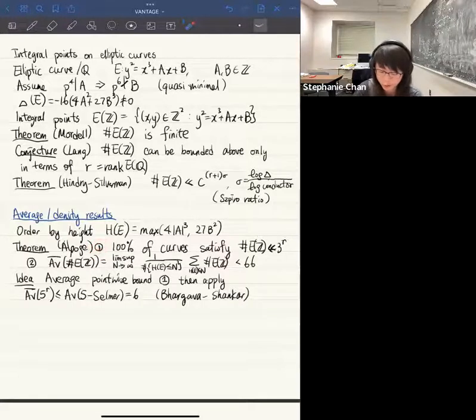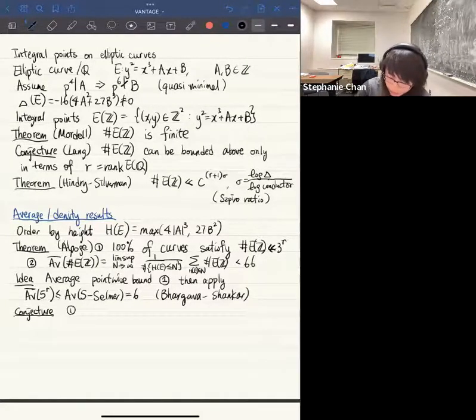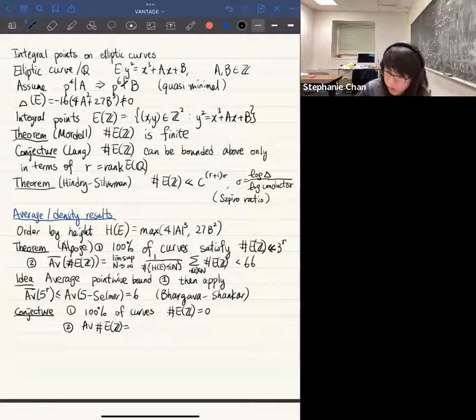Of course, I'm hiding a lot of details and there's a lot of work in proving a version of one that works here. But yes, there is an absolute number that bounds the average rank somehow. The truth though, that I believe, is that we should be able to actually get these upper bounds here, three to the r to zero, and this average should also be zero somehow. So the conjecture here is that 100% of curves should satisfy an upper bound that they have no integral points essentially, and that the average number of integral points should also be zero.